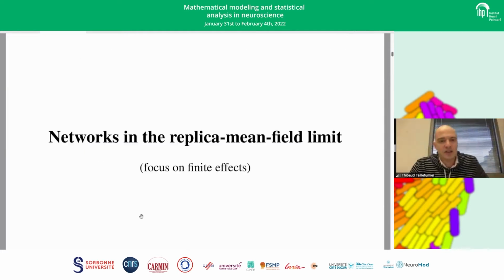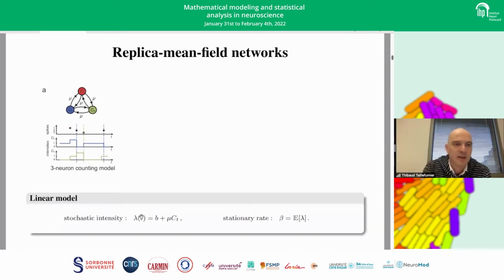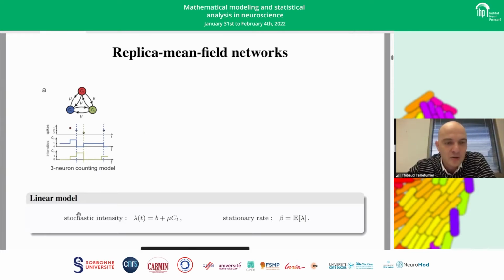Okay, and so I'm going to explain it now on a very simplified dynamic that belongs to a class of dynamics called Galves-Löcherbach. So basically, the concept of replica-mean field limit will not matter with respect to what model we're considering. I just consider this model because this is the simplest possible that displays the kind of feature I required earlier in the introduction. Okay, so we call that model the counting neuron model.